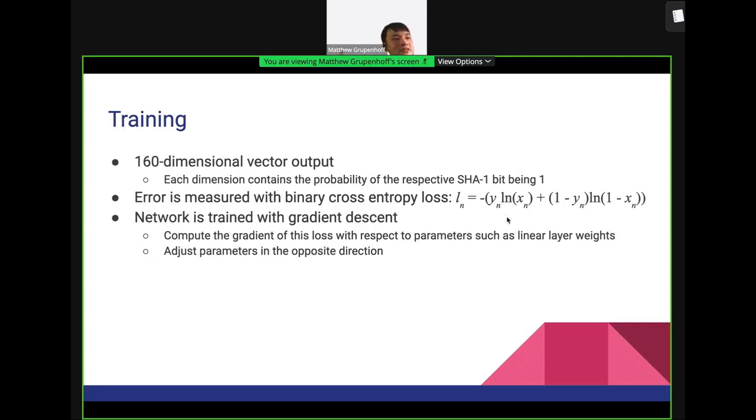Then I use gradient descent to train this. So there are the gradients of that loss with respect to all the parameters, like the weights in the linear layers. And then the parameters get changed in the opposite direction, so that would go toward the least error.